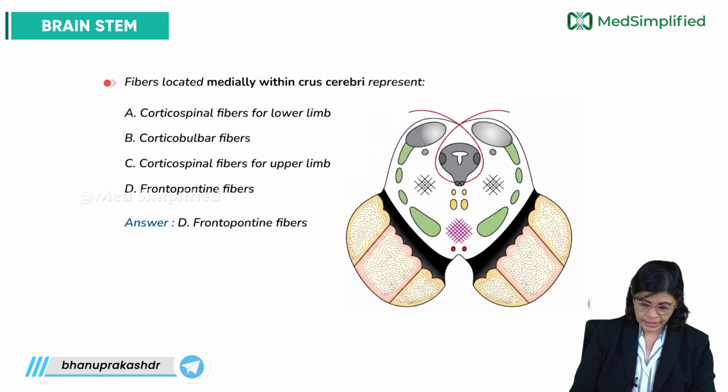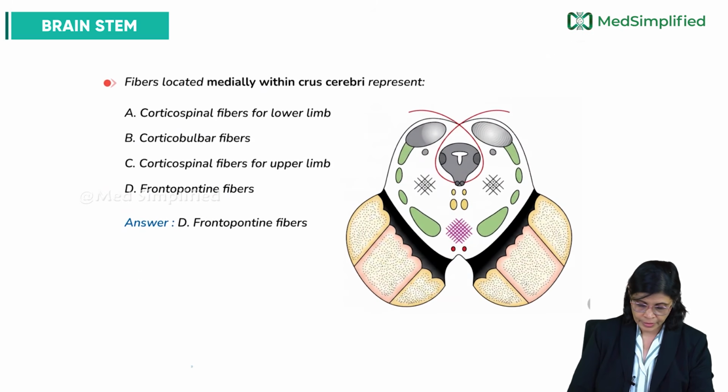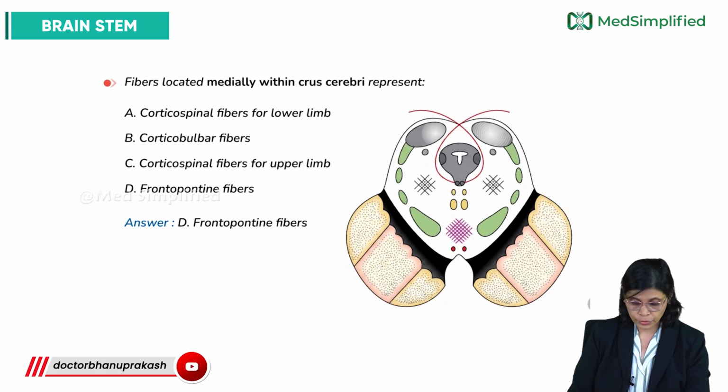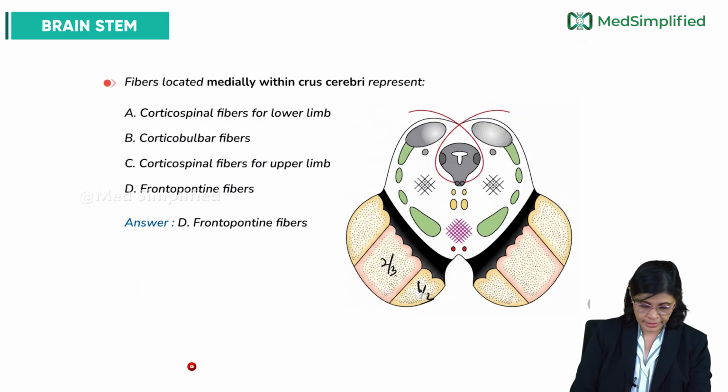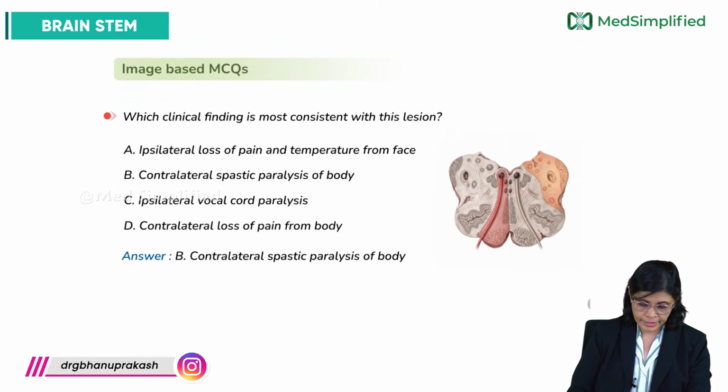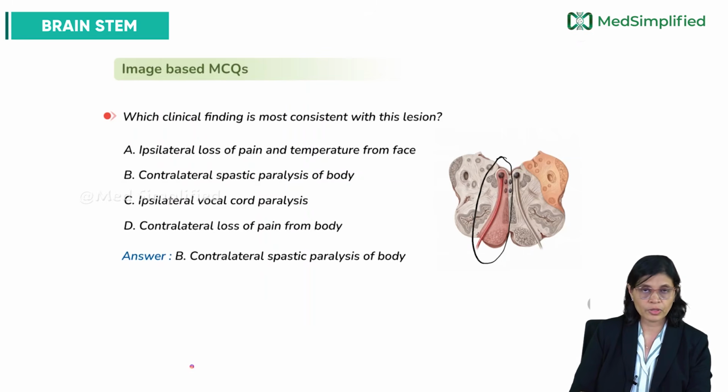Fibers located medially within the crus cerebri. Medially here we have the corticospinal and corticonuclear fibers in the middle two-thirds region. Then in the one-third here we had the frontopontine, and here the remaining temporopontine and parietopontine. So in this medial part it is frontopontine. Which clinical finding is most consistent with this lesion? It is the contralateral spastic paralysis of the body because of the involvement of the pyramidal tract.